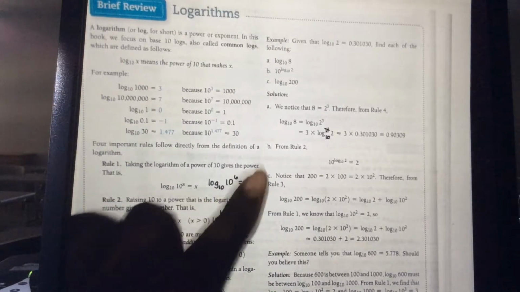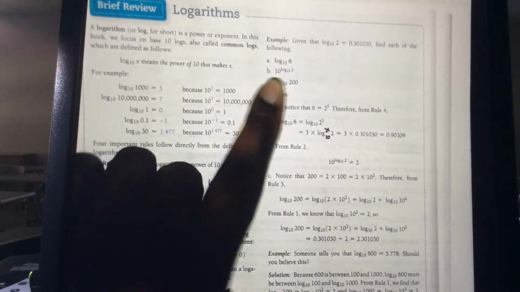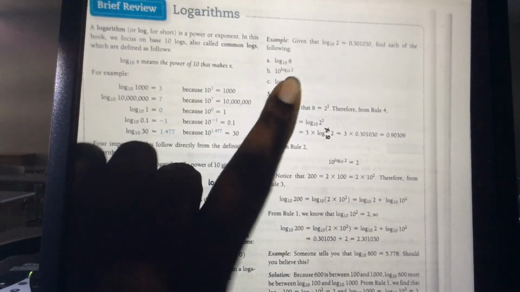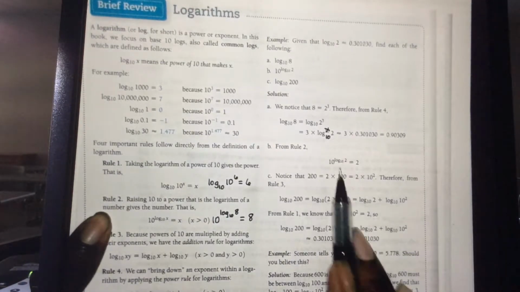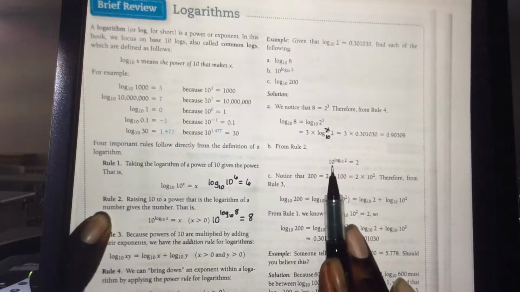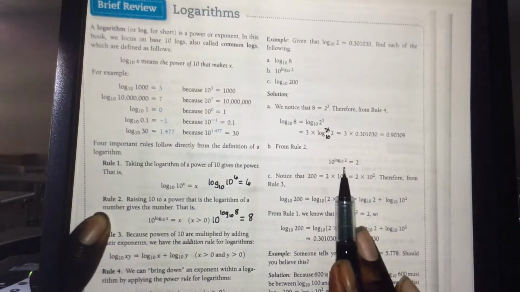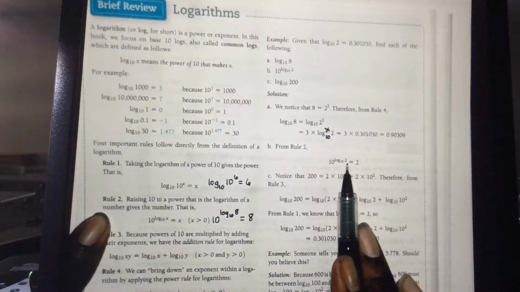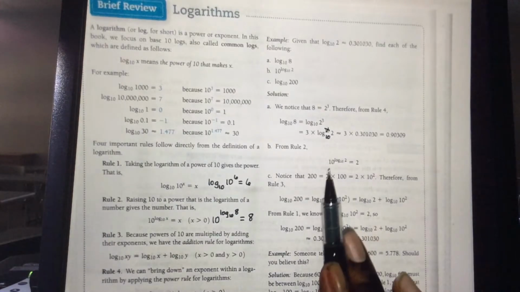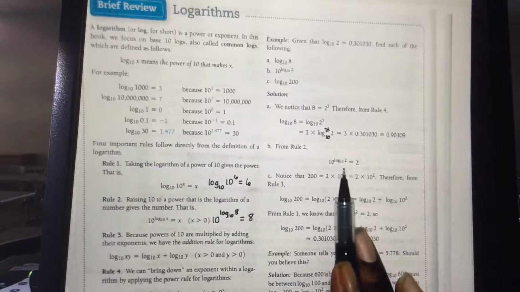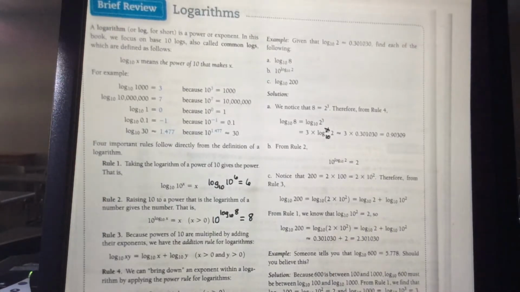Now for part B, we have 10 raised to the log to the base 10 of 2. Well, that follows rule number 2 right here, where if you have 10 raised to log to the base 10 of whatever that is, it's going to be whatever that is. So here, 10 raised to the log to the base 10 of 2 will be 2.